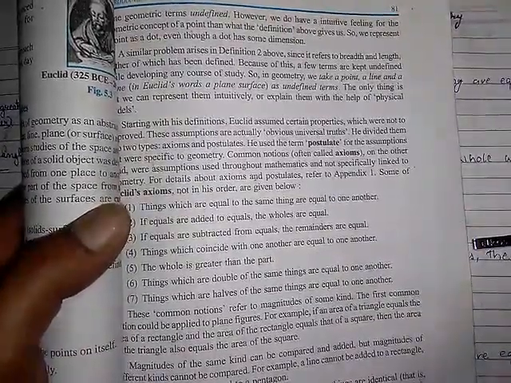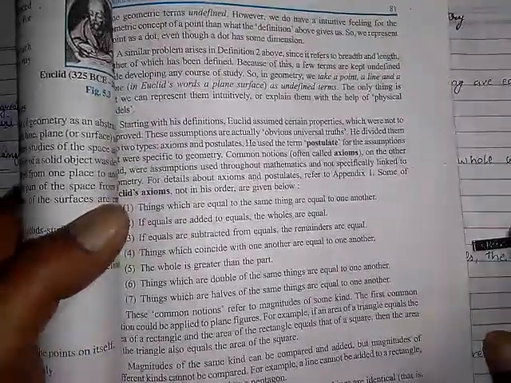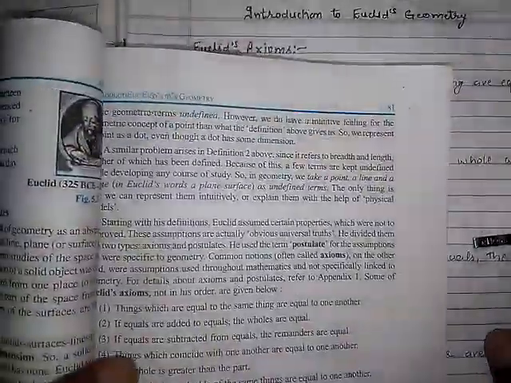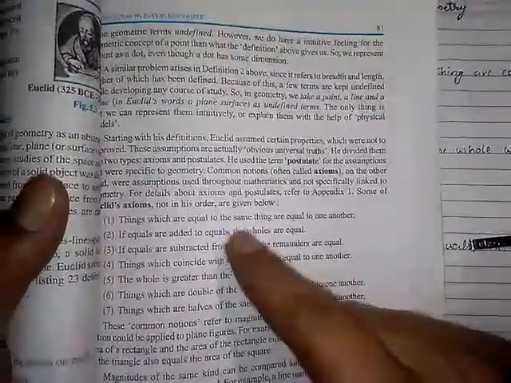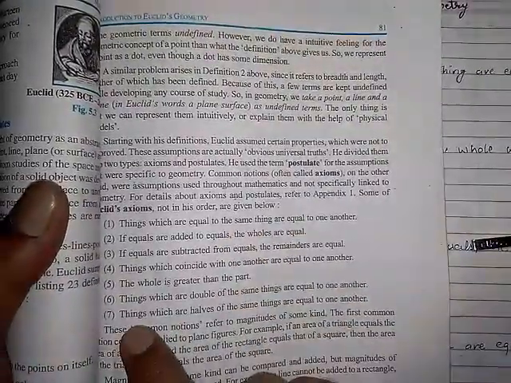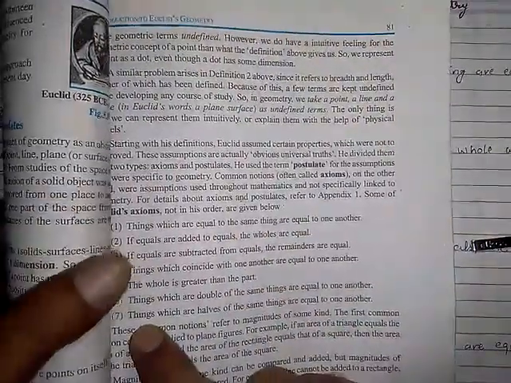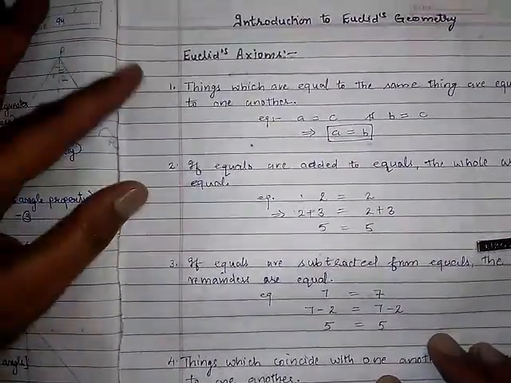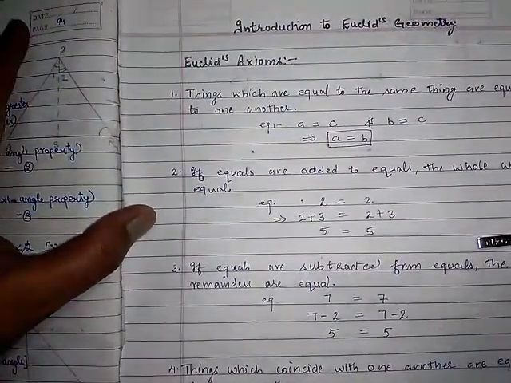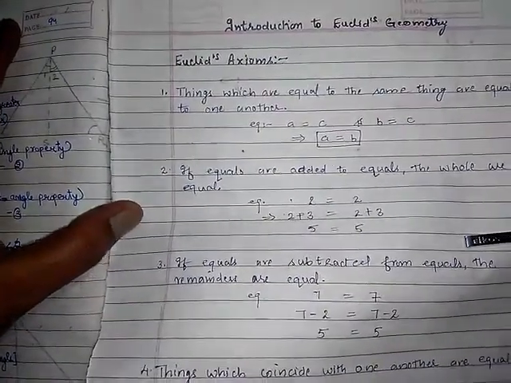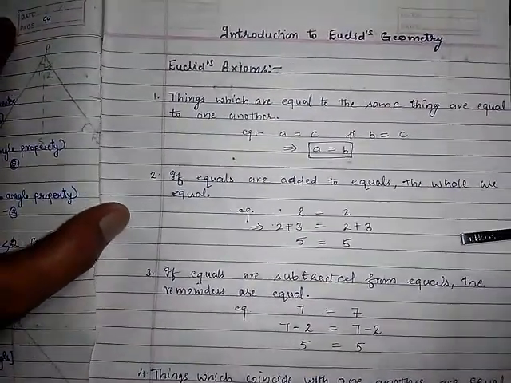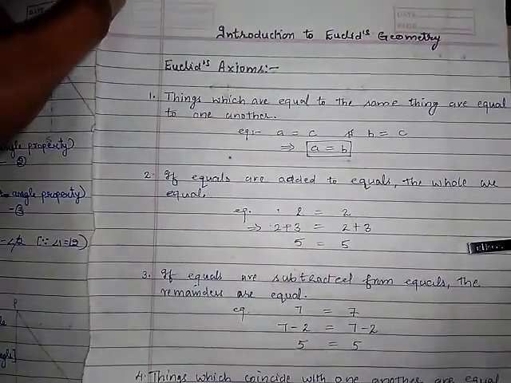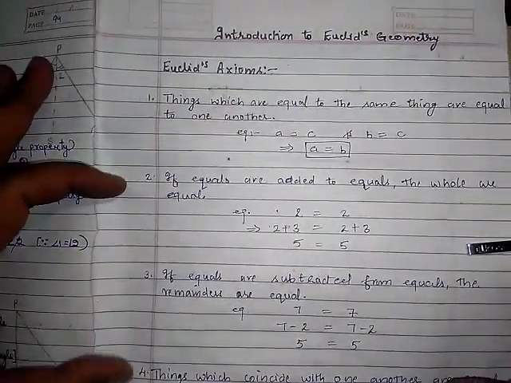Let us start the discussion from the axioms. These are given in your books also, on page number 81. 7 axioms are there according to Euclid, so let us discuss them one by one. First of all, the first axiom is: things which are equal to the same thing are equal to one another.